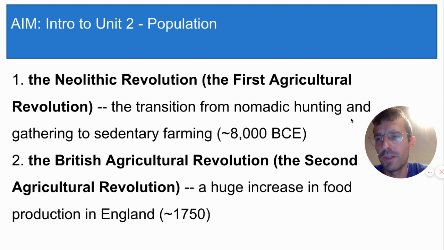They produced a lot more food, which could feed a lot more people, which led to a large increase in population.